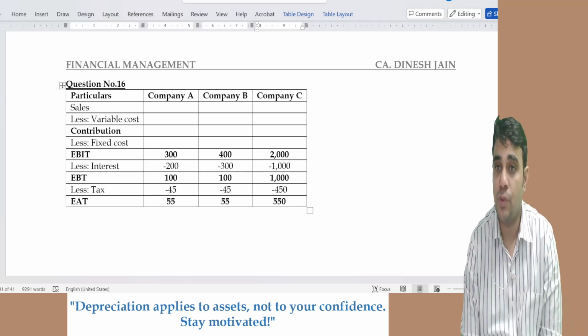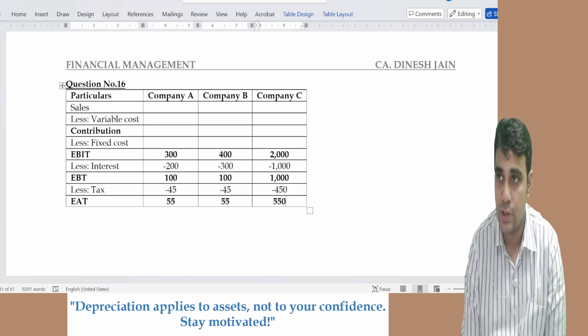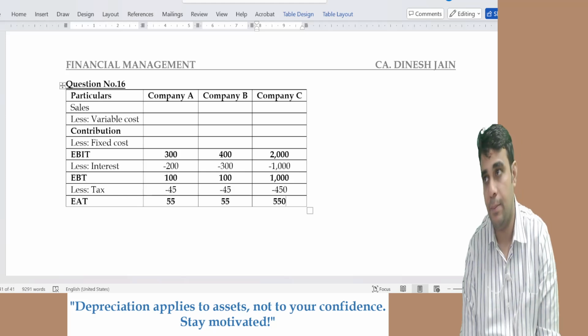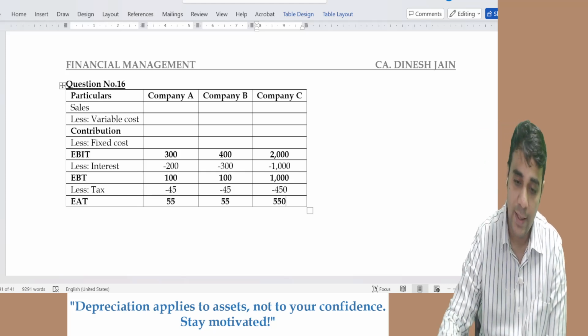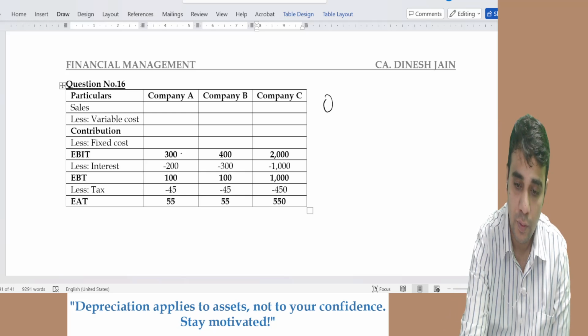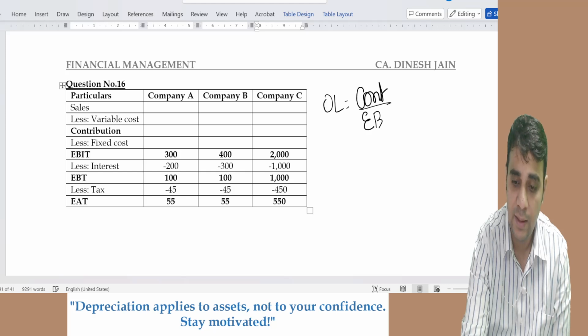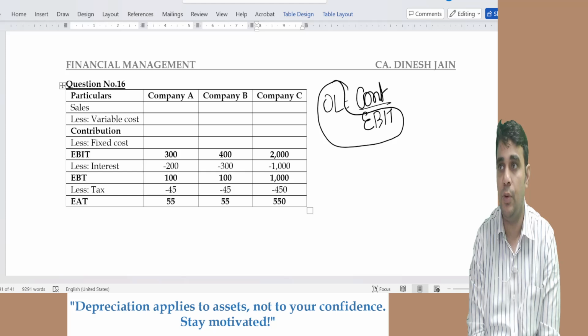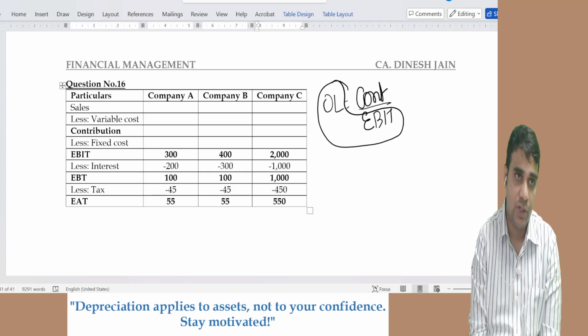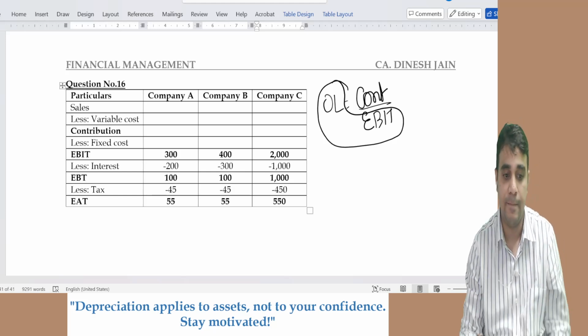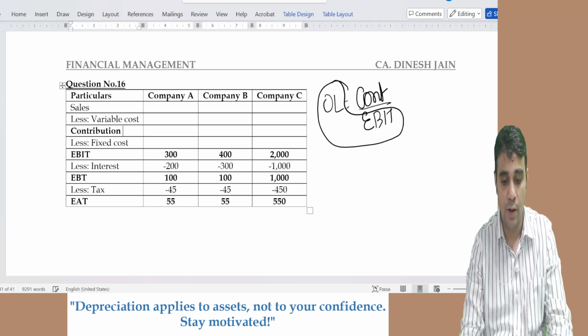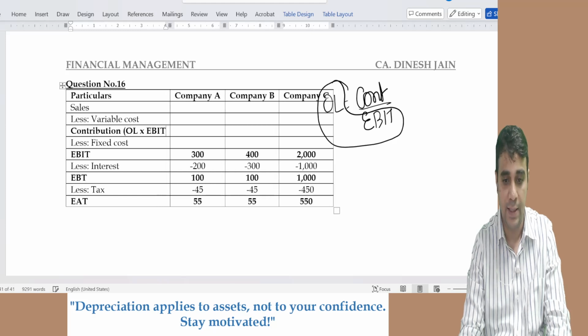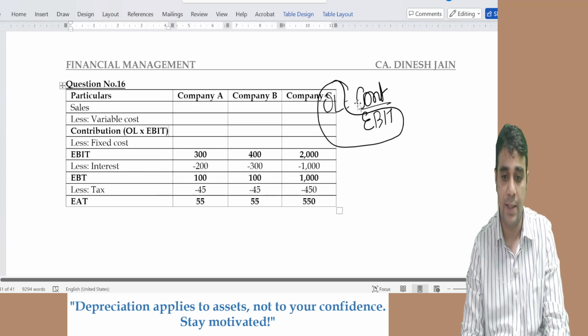Now I'll be able to use OL, because when I asked earlier, you said contribution is not there, EBIT is not there, in between number is not there. Now we have OL is equal to contribution by EBIT, and this indirectly means contribution is OL into EBIT. Contribution is operating leverage into EBIT.